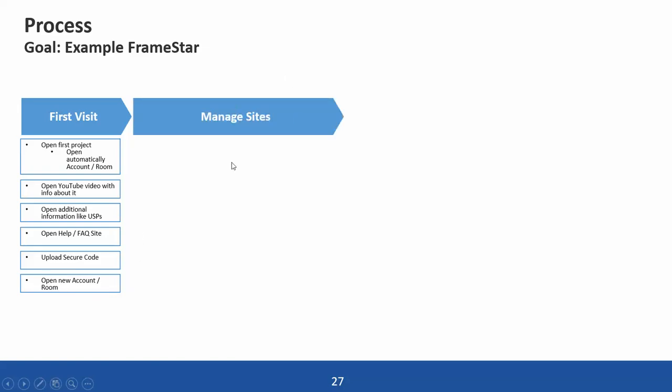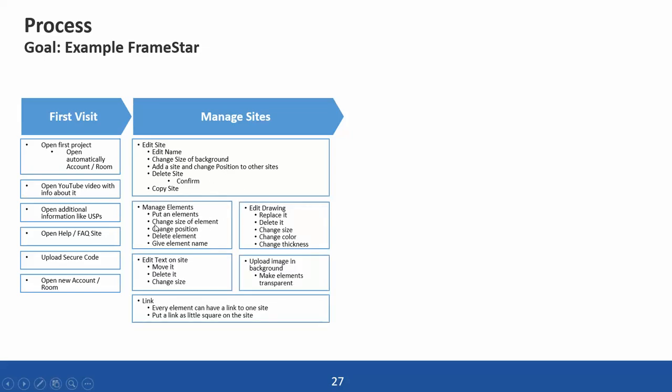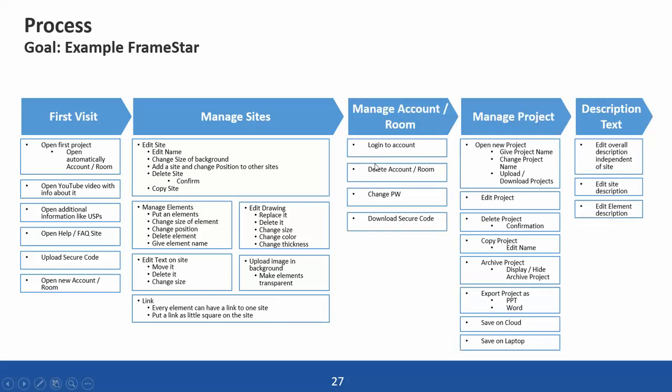So what is then the next step? If somebody clicked on start, the user will start immediately to manage a site. So the user has to edit a name, change the size of the background, add some sites and so on and go on. And the user will have to manage elements, edit drawing, edit text and so on, everything to manage on the site. But also the user can then come back and perhaps check additional information about, is this really cheap, is it really free, or do you even have to pay something later? And then there are steps later.